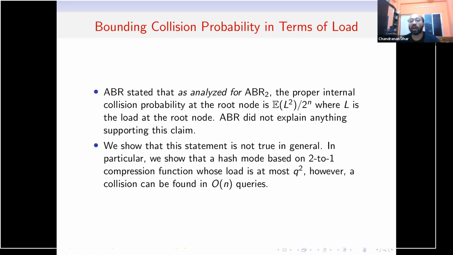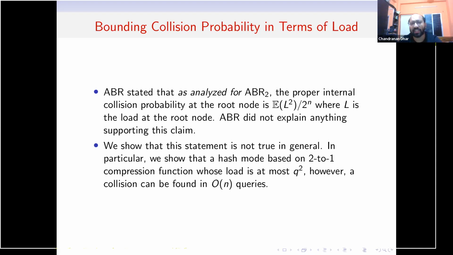In fact, by showing a counterexample, we show that this statement is not true in general. In particular, we construct a hash mode based on a 2-to-1 compression function where the load is around q square. However, a collision can be found in order 2 to the n by 2 queries, and not q to the 4 by 2 to the n, which should be load square by 2 to the n.